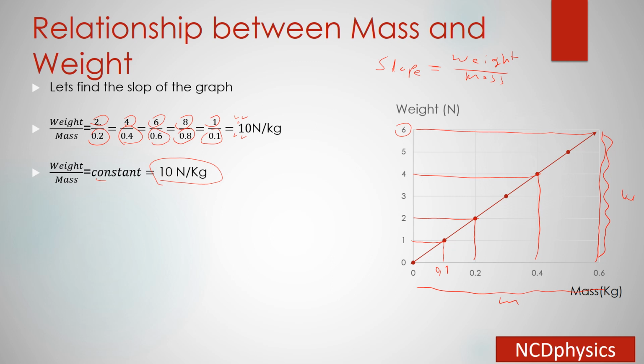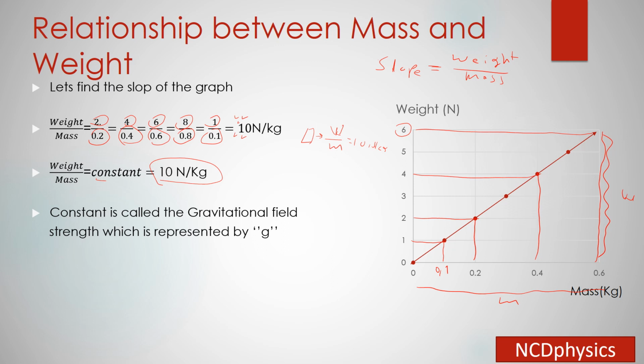So what is the meaning of this? If you divide the weight of any object by its mass, the answer is always 10. You take an object, divide its weight by its mass, and the answer is always 10 Newton per kilogram. So it shows that the weight of an object divided by its mass is always constant.